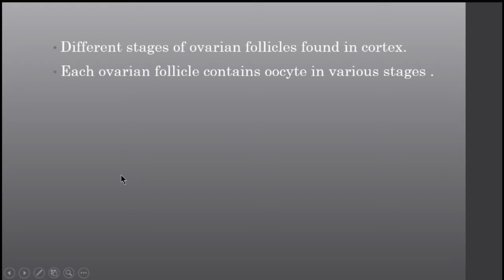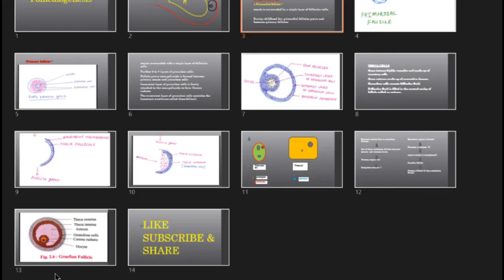You can see the types of follicles. Types of follicles are the different stages of follicles that are seen in the ovarian cortex, as I told right now. The first type we are going to see is the primordial follicle. So what is the primordial follicle? Before seeing the definition of this follicle, we need to see the figure. Just look at this figure.